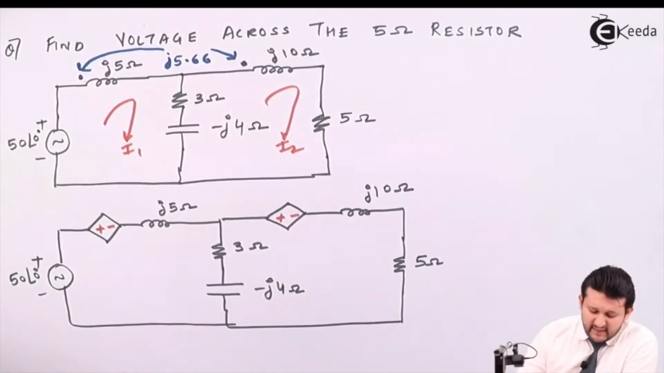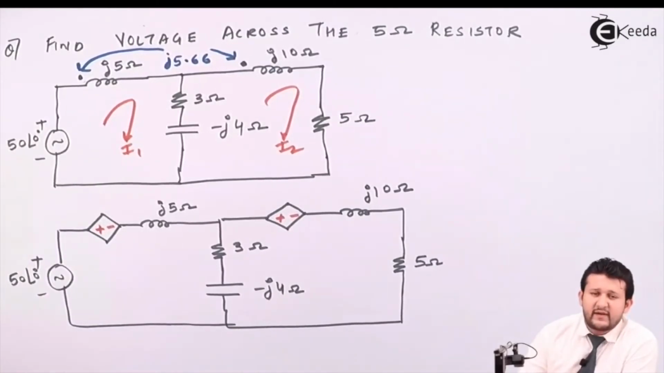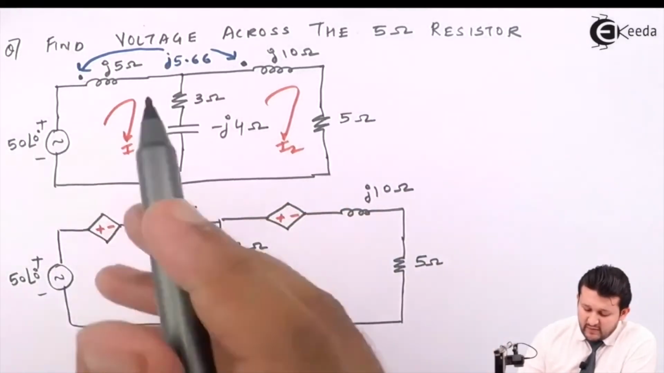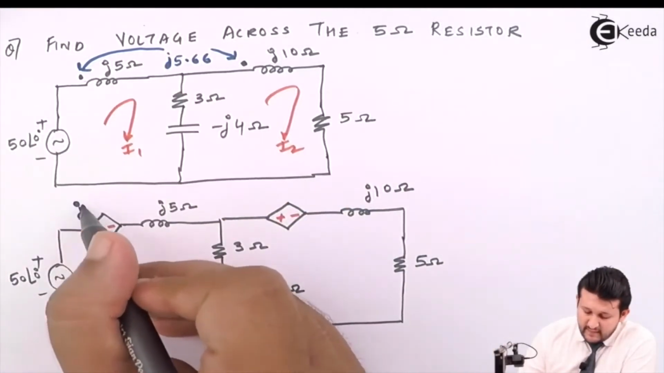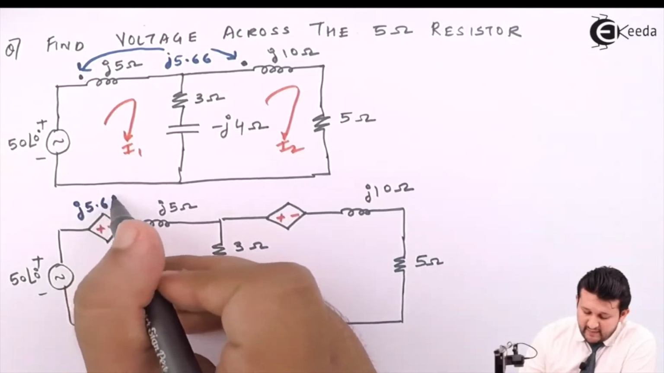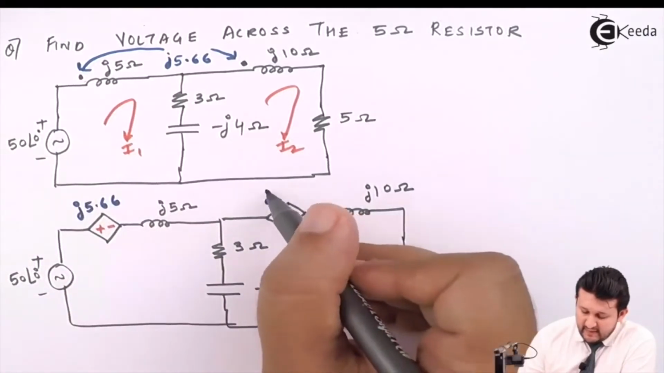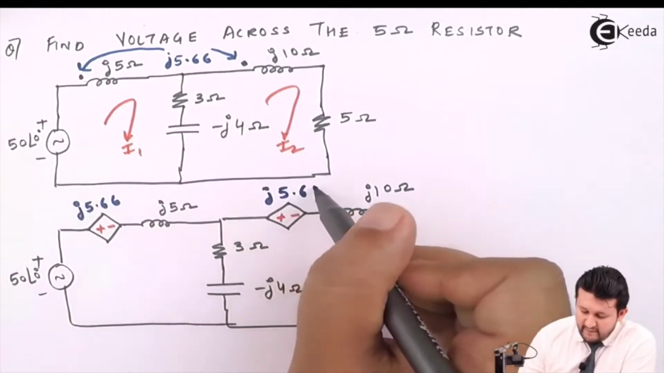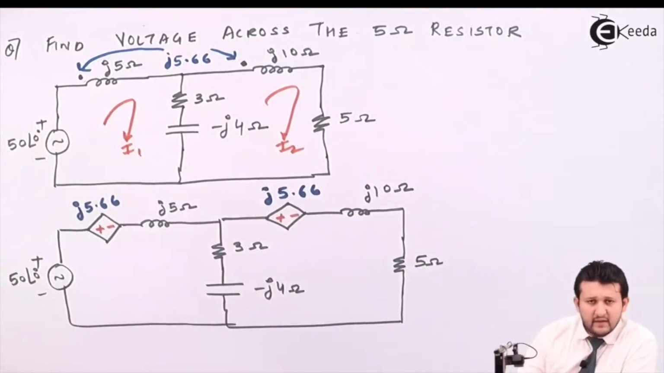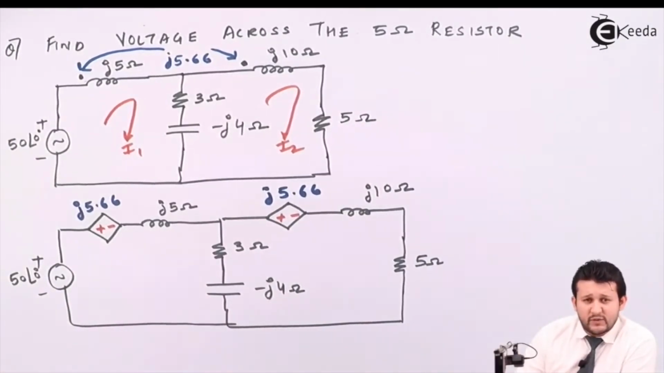Now the second point is, what about the voltage value? The voltage value is given by the mutual coupling which is given to you. So that is j5.66. This will be j5.66. Now what is the difference among both the voltages, which will now be taken in terms of current?